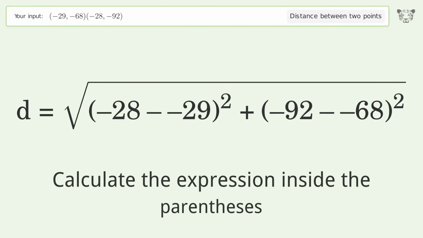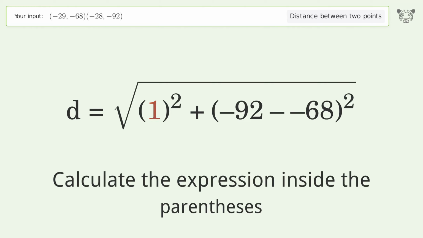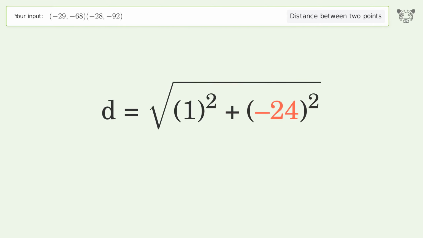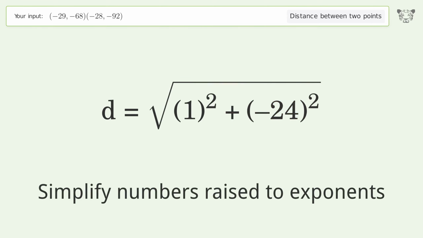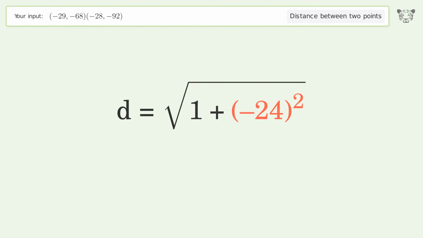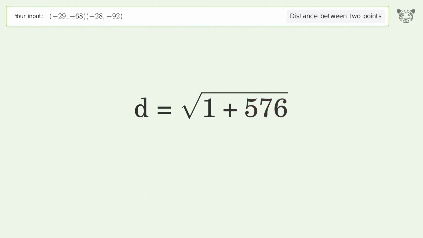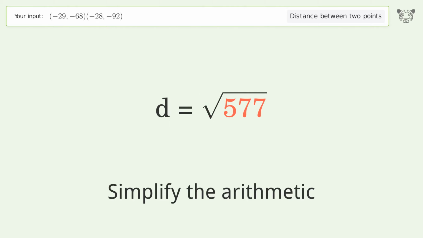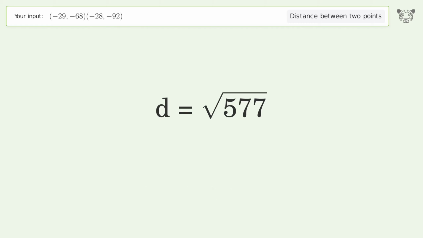Calculate the expression inside the parentheses. Simplify numbers raised to exponents. Simplify the arithmetic. And so the distance between the 2 points is the square root of 577, or 24.021.